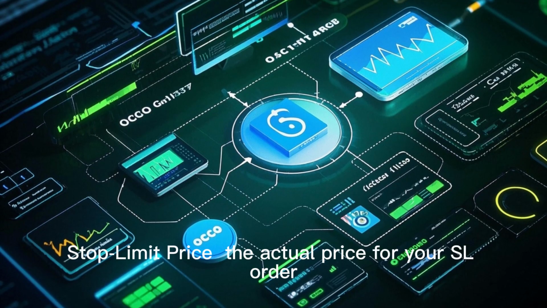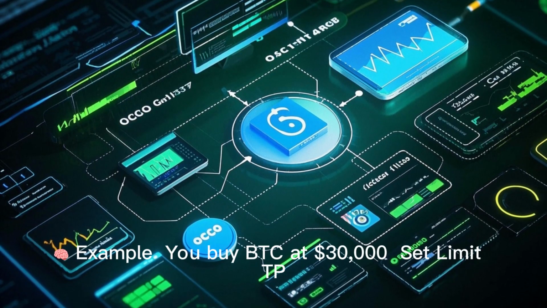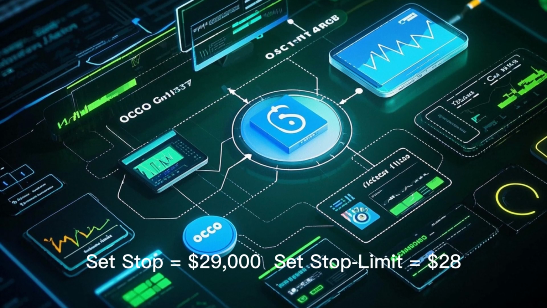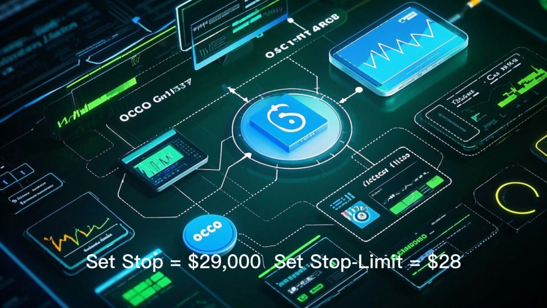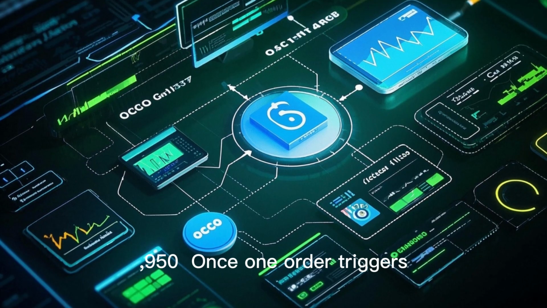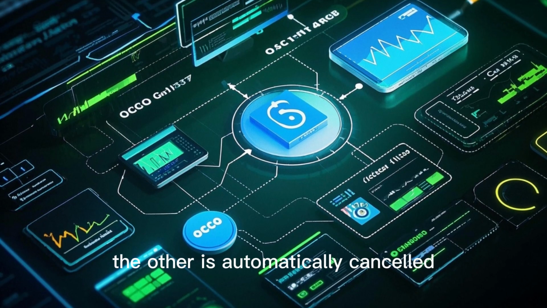Example. You buy BTC at $30,000. Set limit equals $32,000. Set stop equals $29,000. Set stop limit equals $28,950. Once one order triggers, the other is automatically canceled.